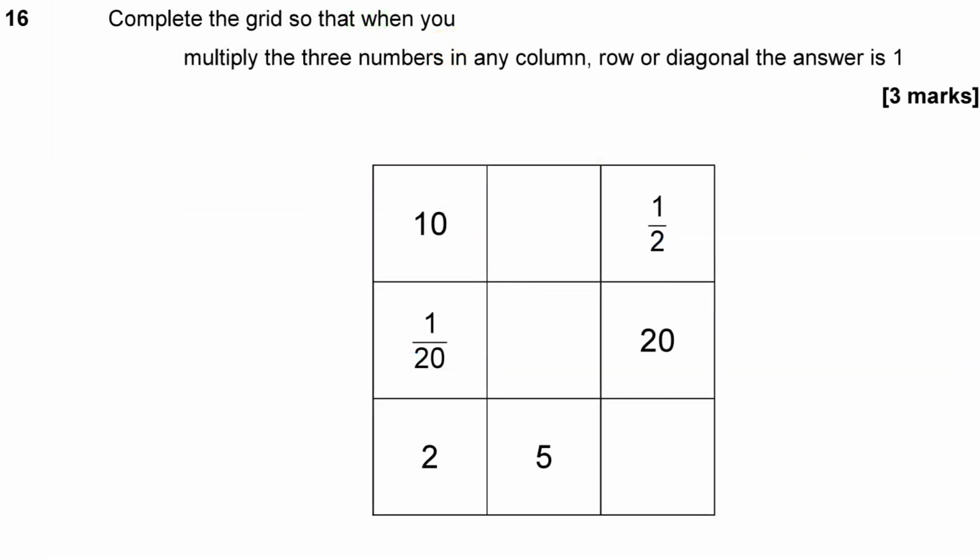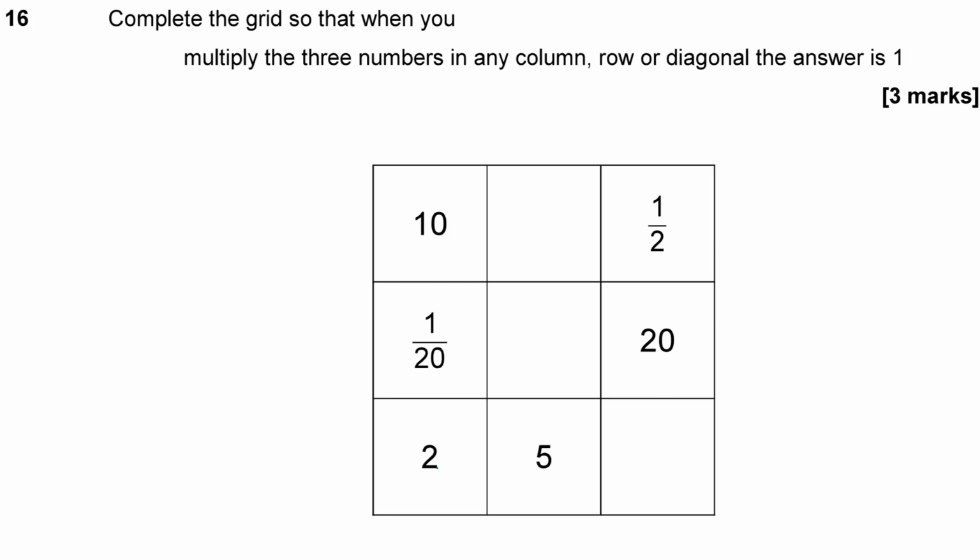Question 16. Complete the grid so that when you multiply the 3 numbers in any column, row, or diagonal, the answer is 1. So if you look at this bit here, look, 2 times 1/20th is 2/20ths, and 2/20ths is the same thing as 1/10, and 1/10 times 10 is 1. So that diagonal already multiplies together to give you 1.